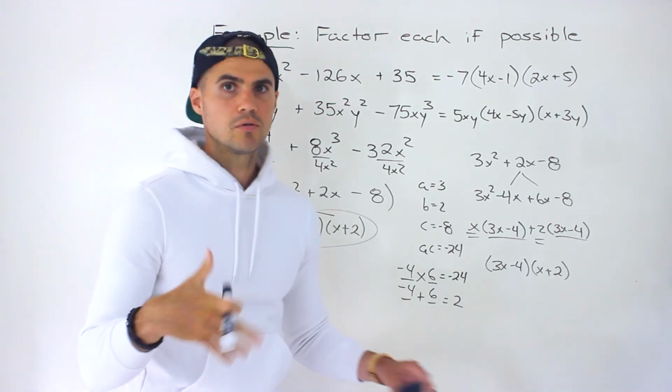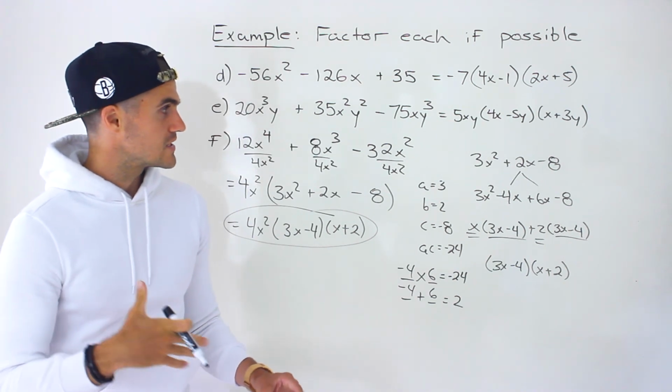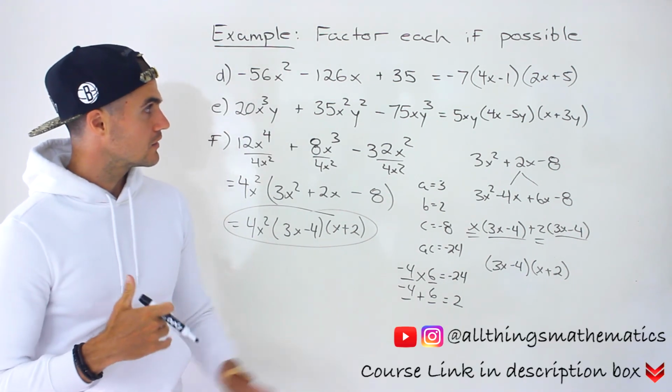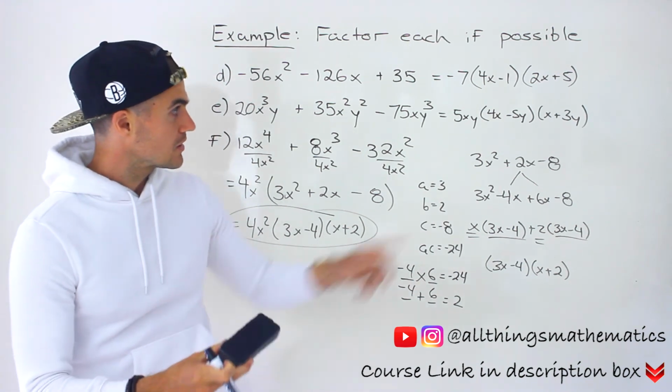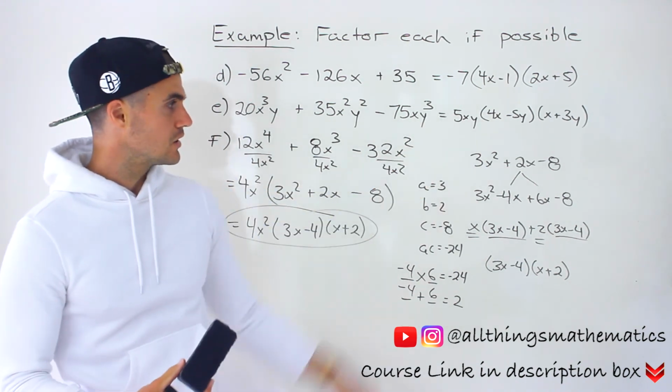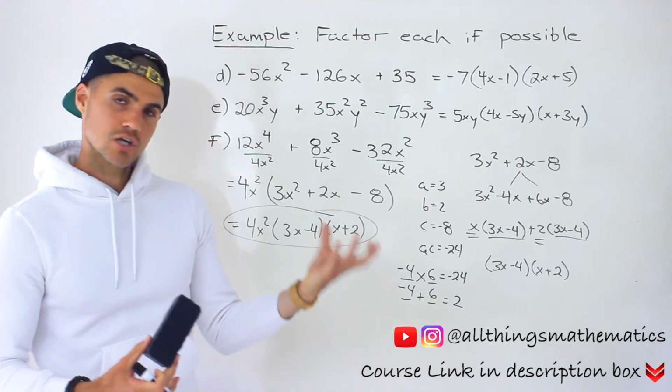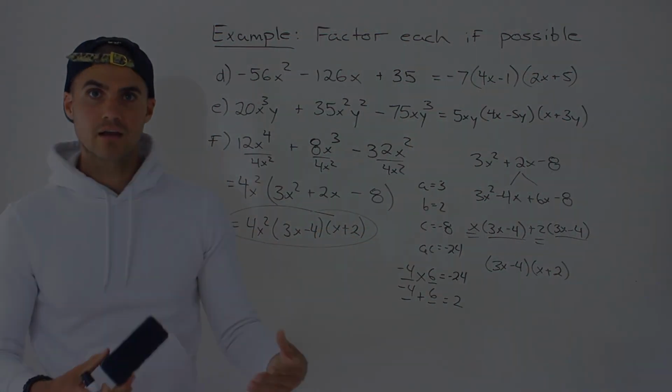All right, so just a couple of examples where we have to take out greatest common factor. Sometimes they're going to be negative. Sometimes they're going to be a mix of variables. Sometimes they're going to be multivariable. So just be on the lookout for that. And then always check if that remaining bracket can factor further.